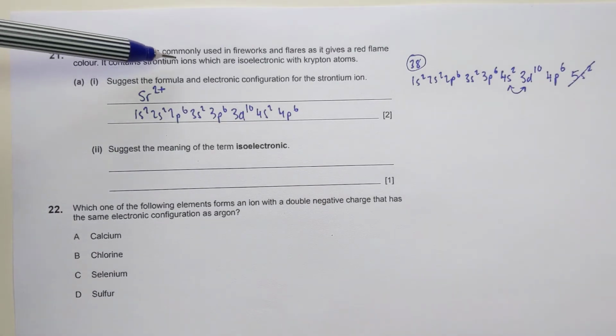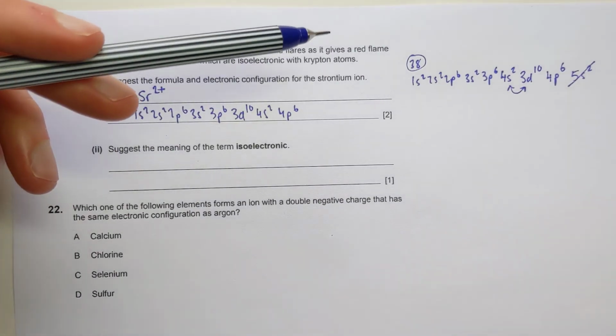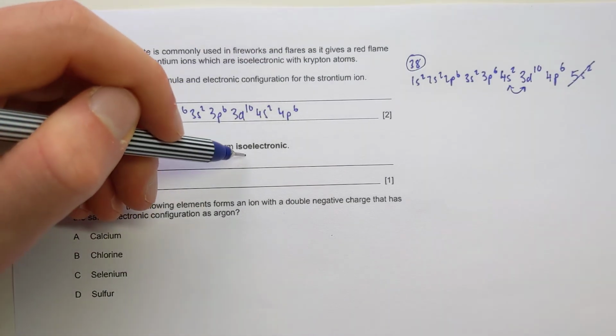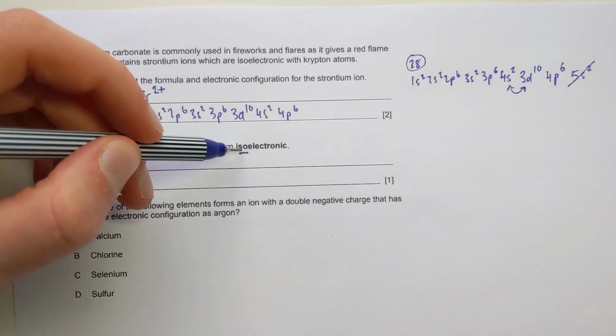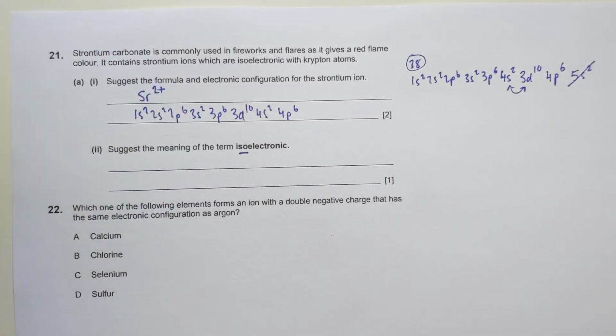So it tells you that strontium ions are isoelectronic with krypton ions. We've seen the word iso before in isotopes. It means different forms of the same element. So it's kind of meaning the same electronic. Hopefully it's not too hard to think that that just means it's got the same number of electrons or same electronic structure. So that's what they're going for here.